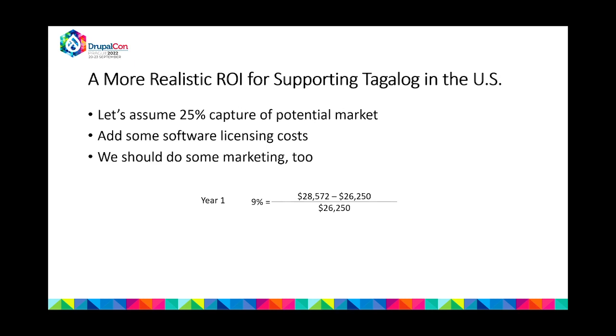So we readjust the math, and maybe we call it a 9% ROI in year one, if we assume that we'll get 25% of the market straight off the bat. Not unreasonable for an underserved community to go that hard. So year one, we have a really good case that, yeah, it might be worth it to invest in the fourth most spoken language in our country, and maybe look at the other ones later. This is just food for thought.